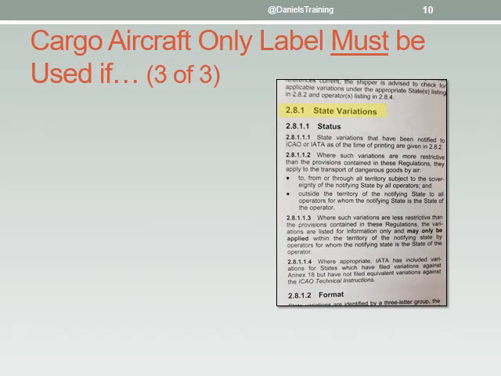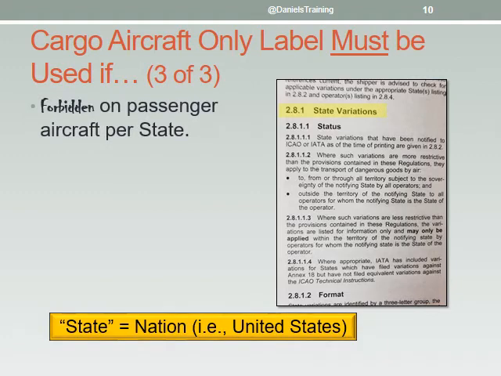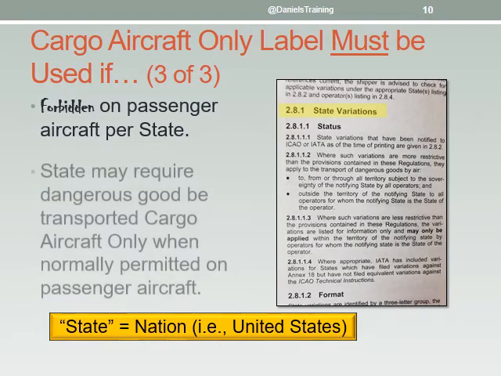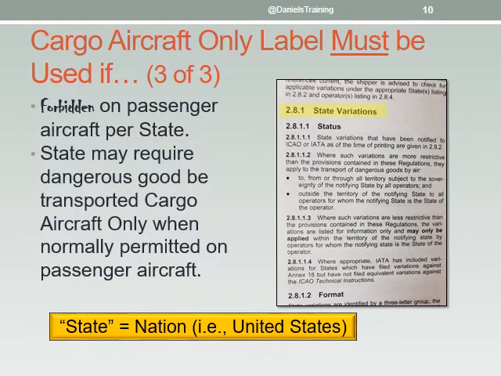The other situation when the cargo aircraft only label must be used is if a state forbids its transportation on a passenger aircraft. A state may require a dangerous good to be transported as cargo aircraft only when it is normally permitted on a passenger aircraft. So you must check the state variations in section 2.8.1 of the IATA Dangerous Goods Regulations.